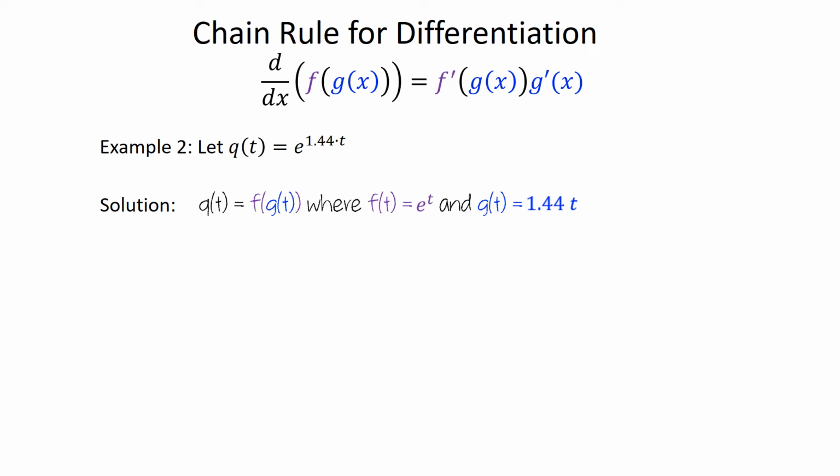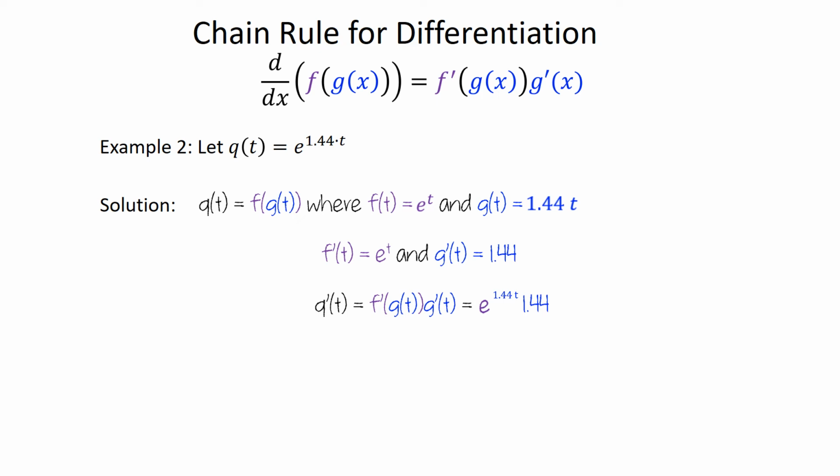Next, we need to find the derivatives of the outside function and the argument. The derivative of e to the t is just e to the t, and the derivative of 1.44t is just 1.44. Putting this together with the chain rule, we need to take the derivative of the outside function, plug in the argument, and then multiply by the derivative of the argument.